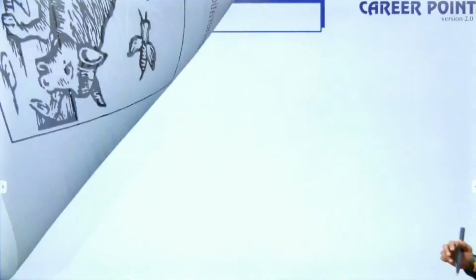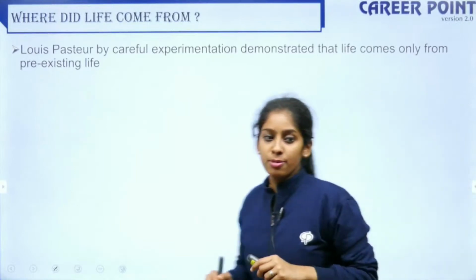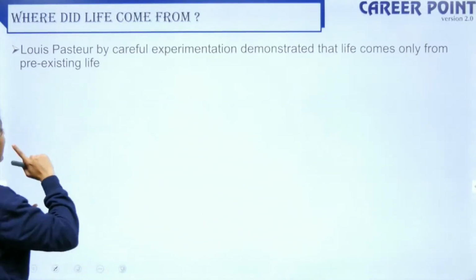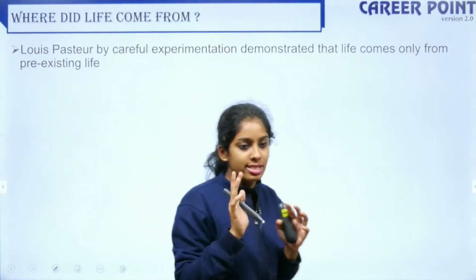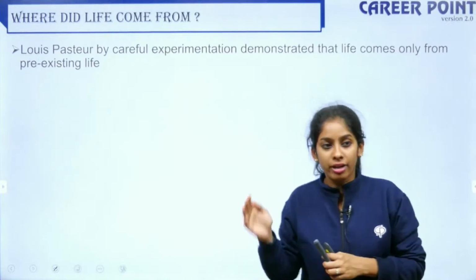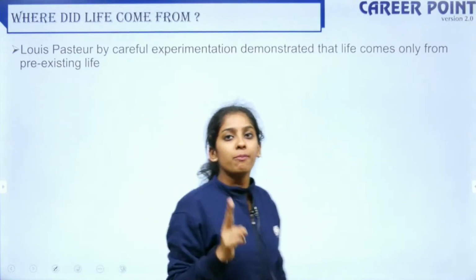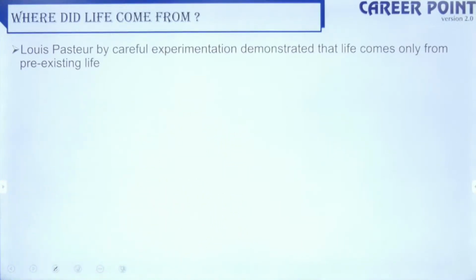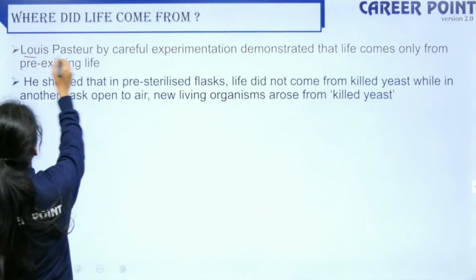All right. Theory number 3: Louis Pasteur, by careful experimentation, found out that life comes only from pre-existing life. So point number 3, life from pre-existing life. This is how you make notes. Point number 1 is panspermia, that is spores. Number 2, spontaneous generation. Then number 3, life comes only from pre-existing life. So this was proved by Louis Pasteur.